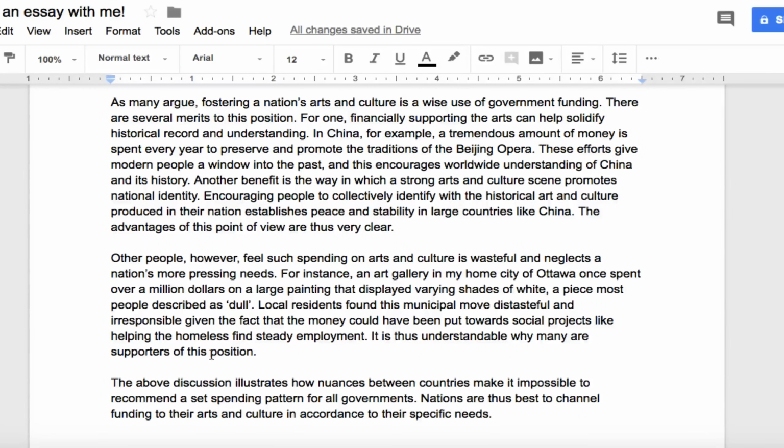And again, as you read through your essay and you check it, you might actually want to add in certain things. So I'm going to stick in here "alternative position." Now, the final paragraph. The above discussion illustrates how nuances between countries make it impossible to recommend a set spending pattern for all governments. Nations are thus best to channel funding to their arts and culture in accordance to their specific needs. And this word makes a very nice link back to the sentence and all of the discussion that has happened prior.